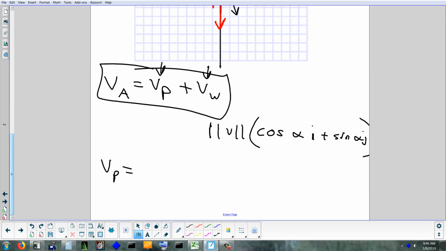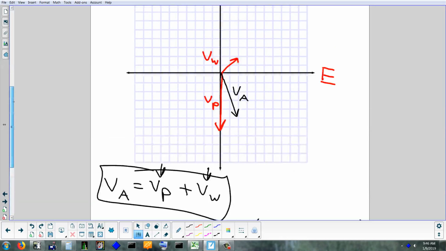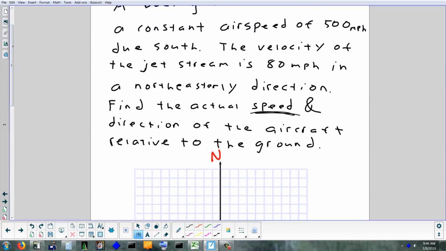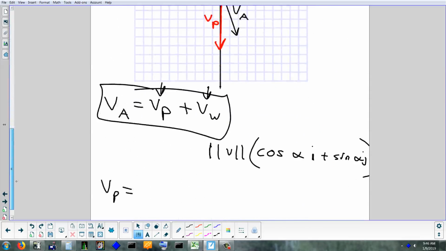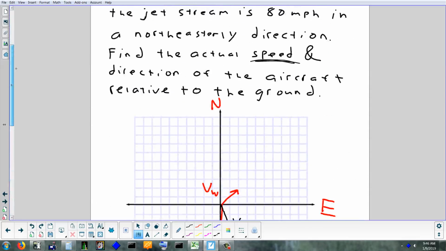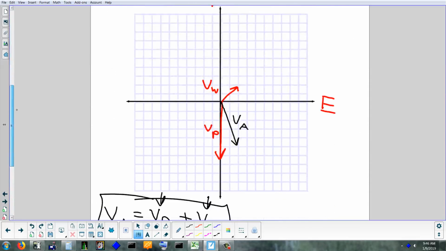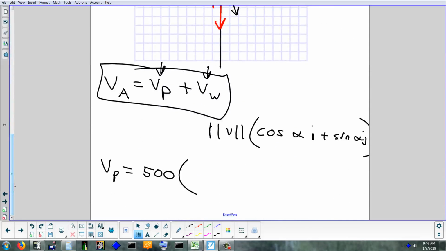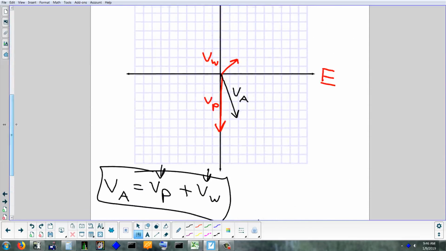Let's start with the magnitude of the plane. How fast does the plane think it's going? 500 miles an hour. In what direction? South. Now we can't plug south in as an angle. We need an angle that represents south. When we go straight down, what angle is that? That's 270. If you know about compass headings, that's different, don't confuse it. But for our purposes, 270 means south.